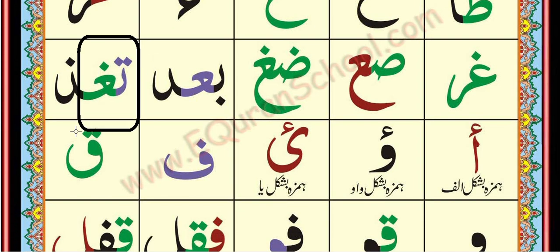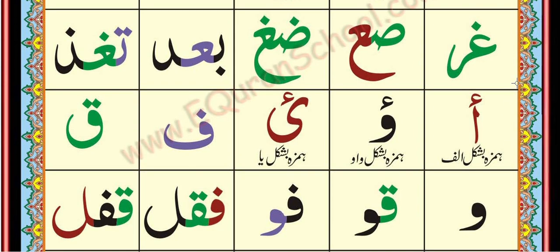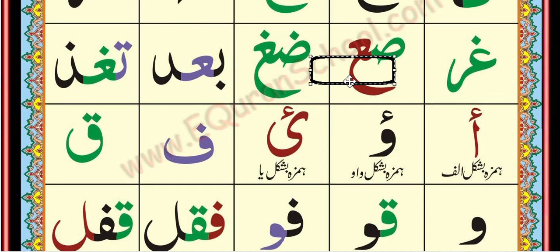So now, Ta, Ghain, Dhal. Okay my dear, now look, you see this one, I told you the small shape, this is Hamza, this shape is Hamza, okay? If you look on Wow, it is the shape of Hamza. So basically if you have Hamza on top of a letter like Alif, Waw, Ya, it's considered Hamza, okay? But this Hamza is in the shape of Alif, okay?